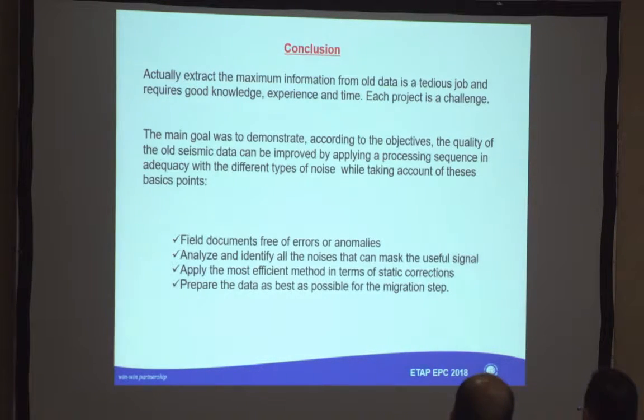The main goal was to demonstrate, with objectivity, that the quality of the old seismic data can be improved by applying a processing sequence in adequacy with the different types of noise. Talking about less basic points: field documents free of error, anomaly. This is the most important thing, because people used to start, but if the documents contain some anomalies, I prefer to talk about anomalies, not errors, to avoid hurting any person or any company.